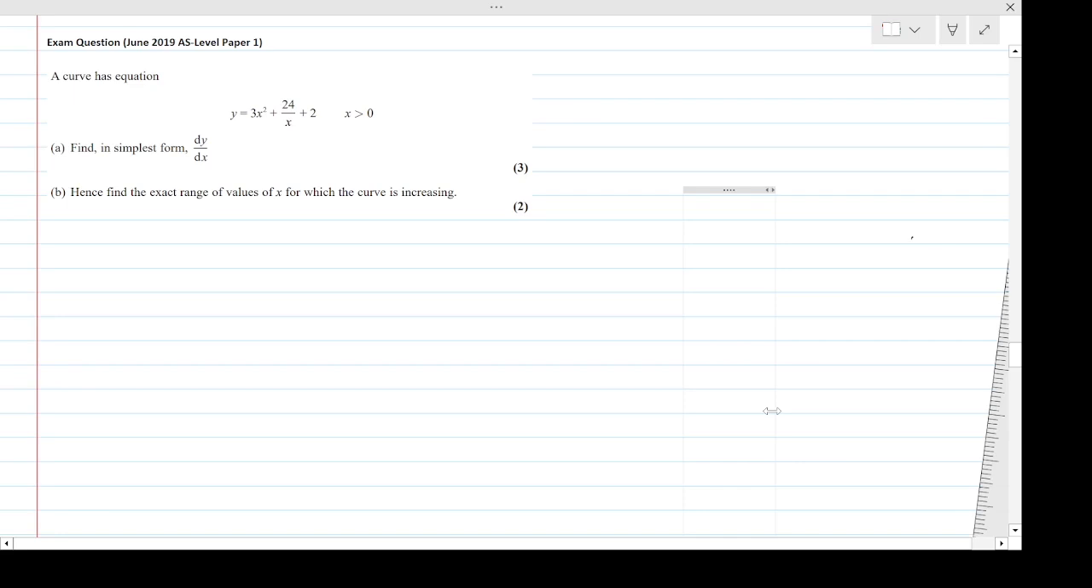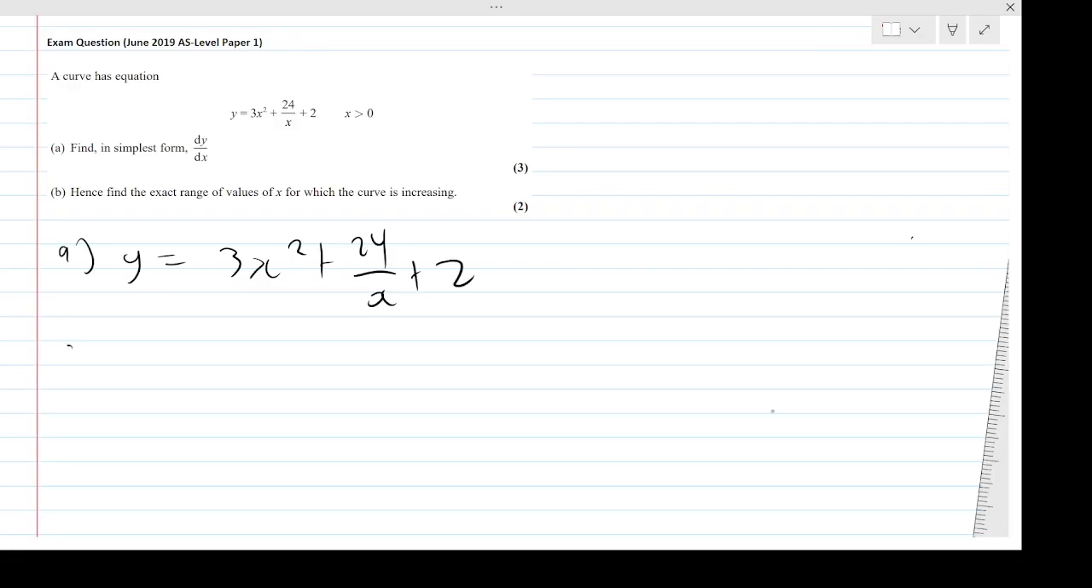Okay, so we've got some exam questions on this then. Firstly, we're given the curve with equation y is 3x squared add 24 over x add 2. Now for part A, we need to differentiate. We need to find dy dx. But before we do that, we need to deal with this fraction 24 over x. I need to rewrite that as a power before I differentiate. Well, 3x squared, and then this 24 over x we can write as a negative power: 24x to the minus 1, add 2. And there we are.